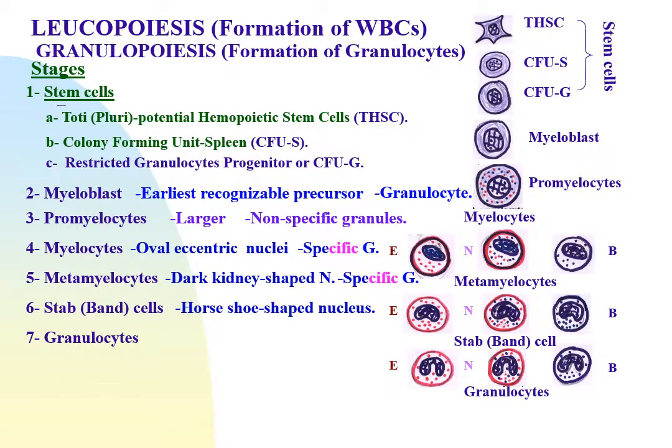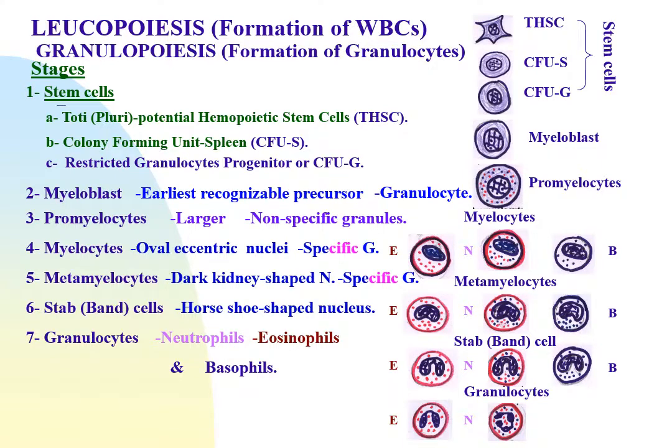Granulocytes are mature granular cells and are differentiated into neutrophils with a segmented or lobulated nucleus, eosinophils with a horseshoe or bilobed nucleus, and basophils with an irregular-shaped or S-shaped nucleus.